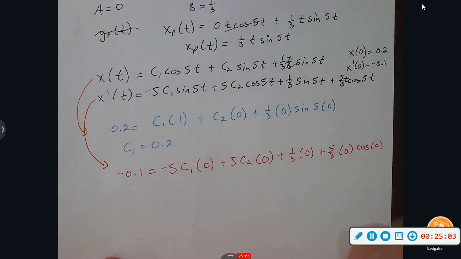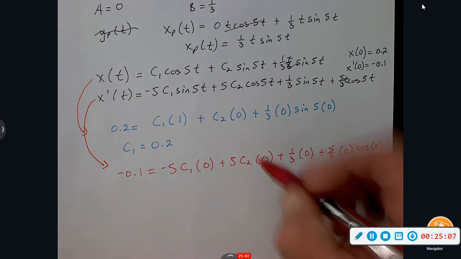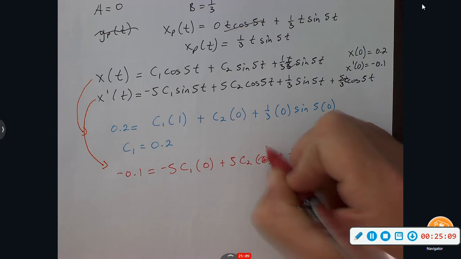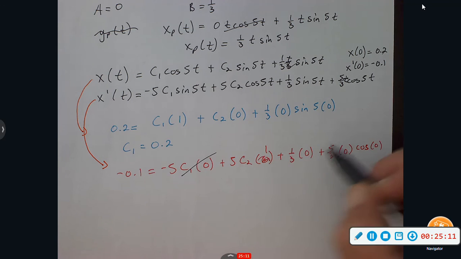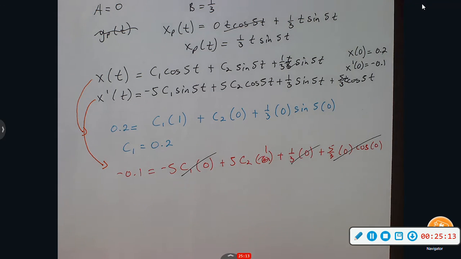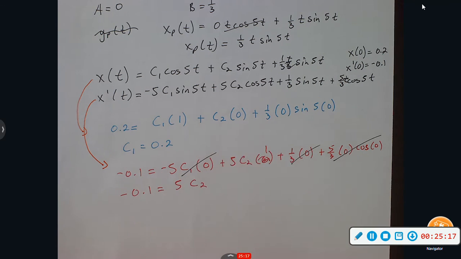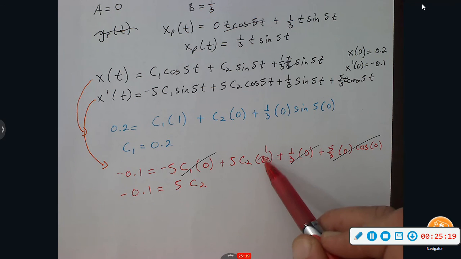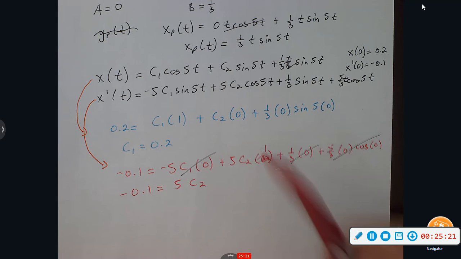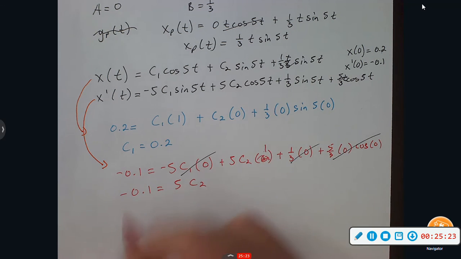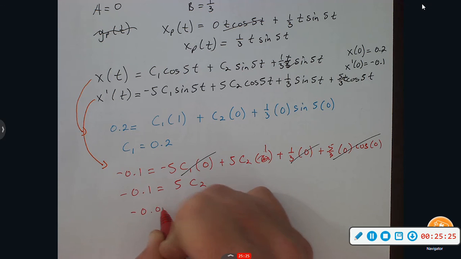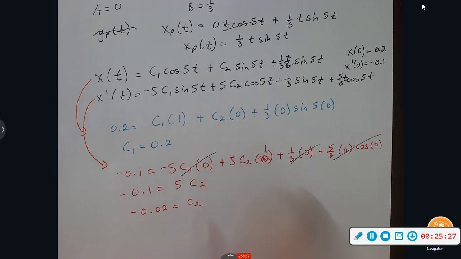So, made a mistake again, didn't I? Cosine here is 1. Gone, gone, and gone. I have negative 0.1 equals 5C2. Again, I don't know why I wrote that as 0, but cosine of 0 is 1. Dividing by 5. Are we done now? Of course not.